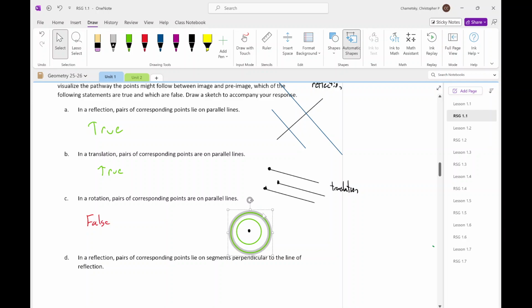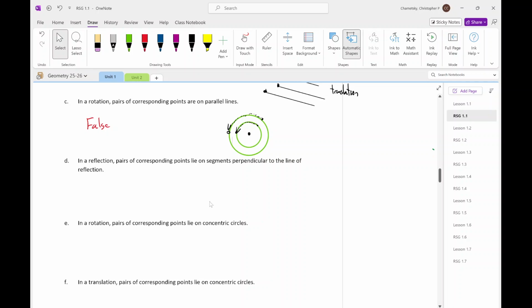Okay. So there's our rotating points. They'll move along these curved paths here at the same angle.